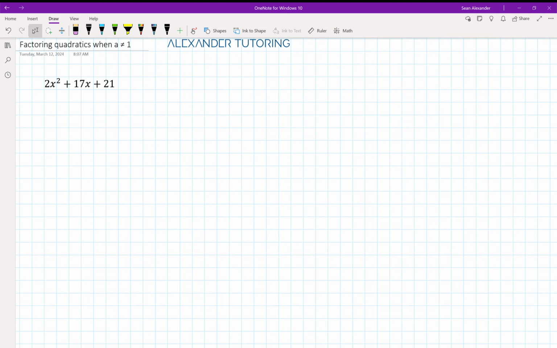What do I mean by that? Well, you probably know already that quadratics all follow this format: a number a times x squared plus a number b times x plus a number c. Okay, so in this example I have above, we can see that a equals 2, b equals 17, and c equals 21. You'll notice that a, the term multiplying the x squared, is not 1, it's 2, whereas in the prior video it was equal to 1. And that makes factoring a lot harder.